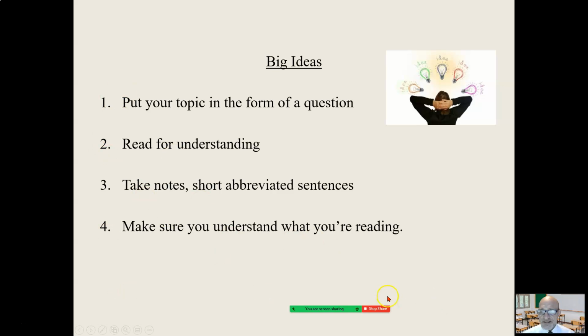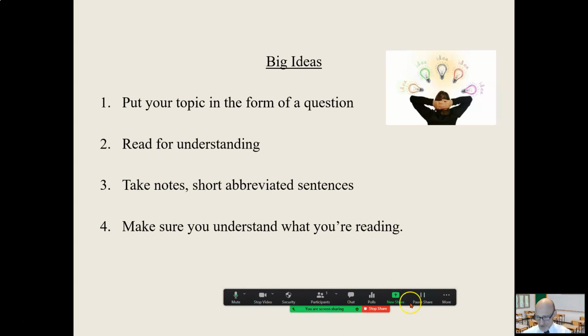I've kind of said that idea twice, but that's so important. You're not just recording words and looking to plunk words into your paper. Make sure you understand what you're reading.